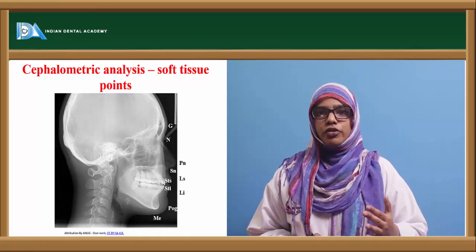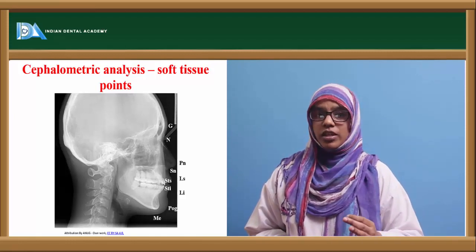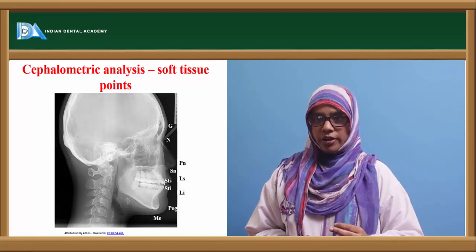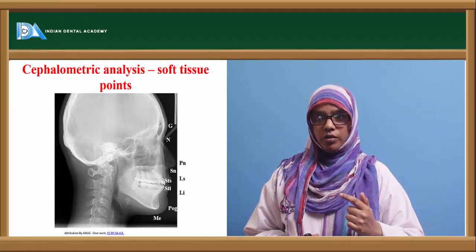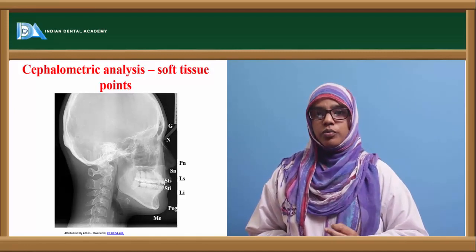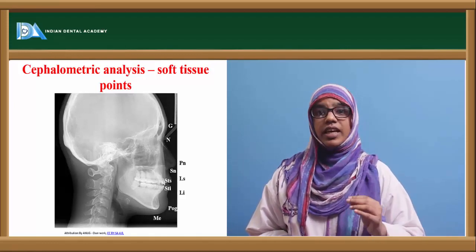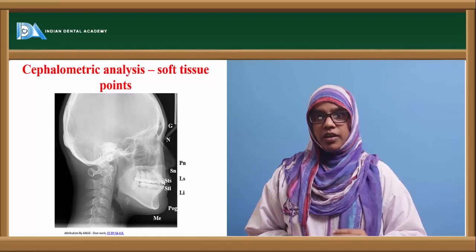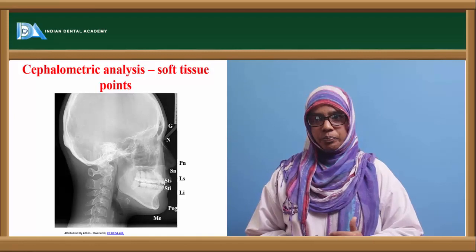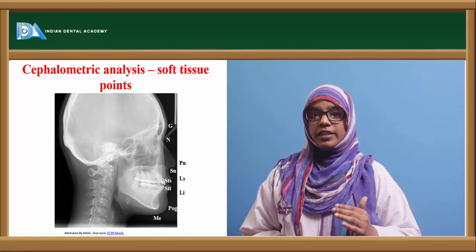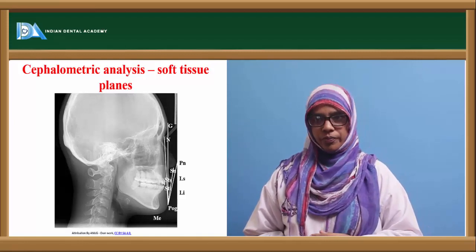analysis. The soft tissue points include G, that stands for glabella, soft tissue glabella, that is the most anterior point on the front forehead. Then nasion, soft tissue nasion is the deepest concavity between the frontal bone and the nose. Soft tissue PN is nothing but the anterior-most point of the tip of the nose. Then subnasale is nothing but the junction between the base of the nose and the lip. Then pogonion is the anterior-most point on the soft tissue chin, and menton is the inferior-most point on the soft tissue chin.